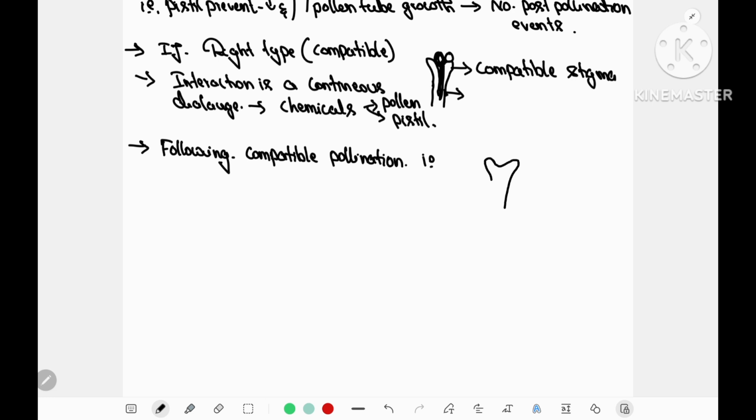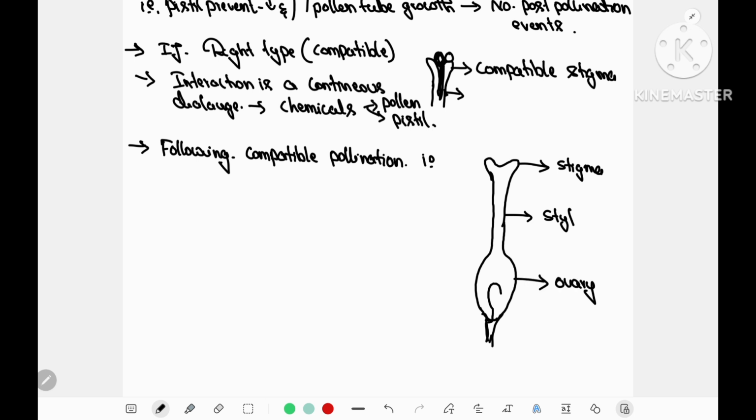Now, following compatible pollination, that is when the right type of pollen grain falls on the stigma. Here I am writing a structure of the pistil. The pistil, as we know, consists of the stigma, style and the ovary, and within the ovary there is the presence of the ovule, and the ovule has a small opening, a pore, that is called the micropyle.